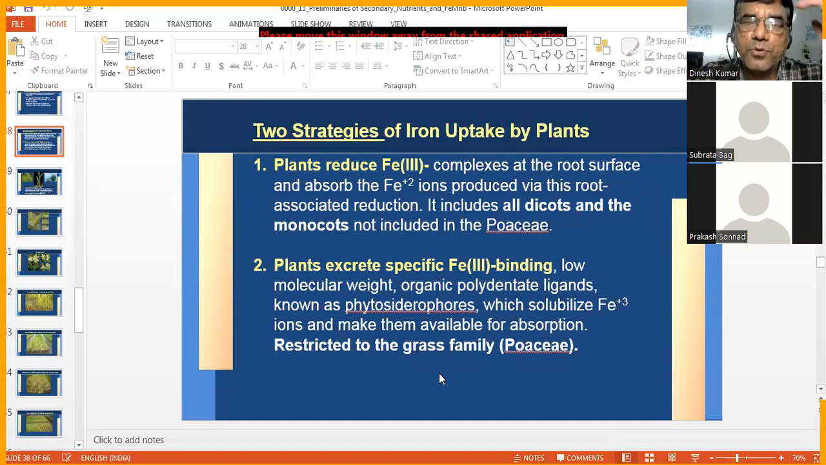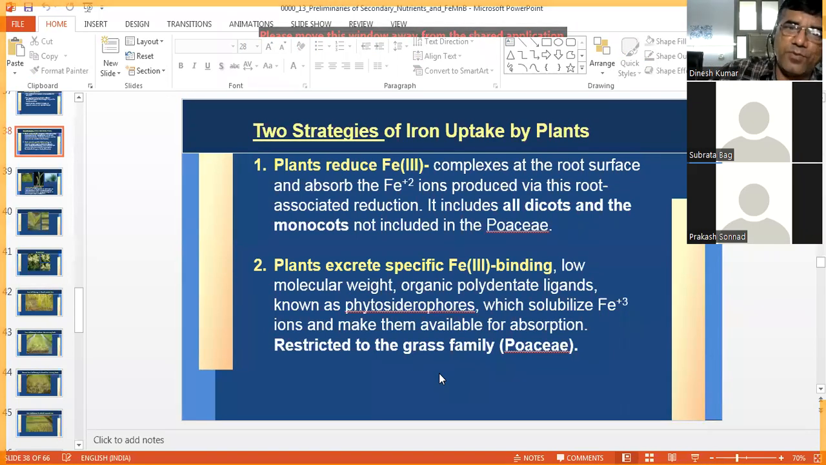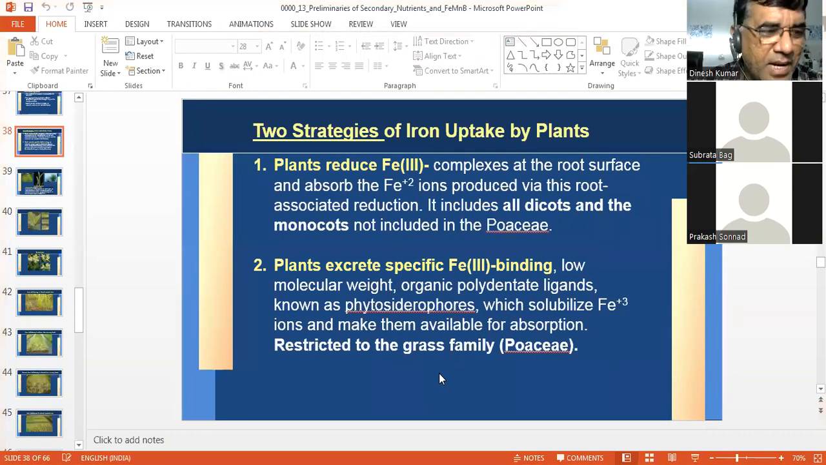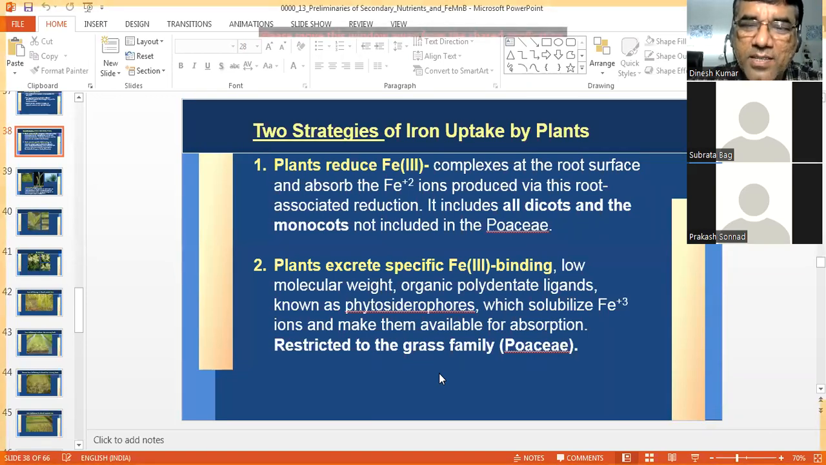I advise you to go into the details of these two mechanisms, or I may have taught you in another course on rice, if I remember. If you want to know in detail, get any good textbook of plant physiology, or you can send me an email, those who want to study in detail. So this is a very interesting mechanism of iron uptake by plants.